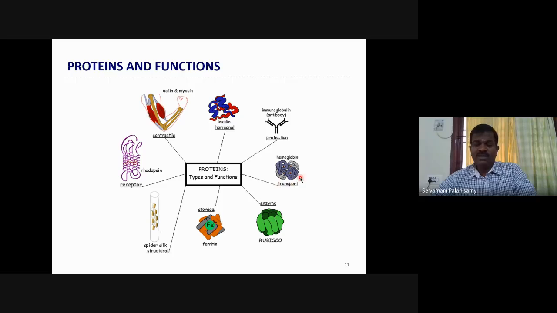Hemoglobin is a protein which transports oxygen and other iron-based minerals. Similarly, enzymes, storage proteins like ferritin, structural proteins like silk, and rhodopsin. These are receptors, the dynamics, contraction, and actin and myosin proteins. So all these proteins perform various kinds of functions in the body without which we could not have our day-to-day activities or normal physiological functions. So now this information is derived from DNA. So that is very, very essential.